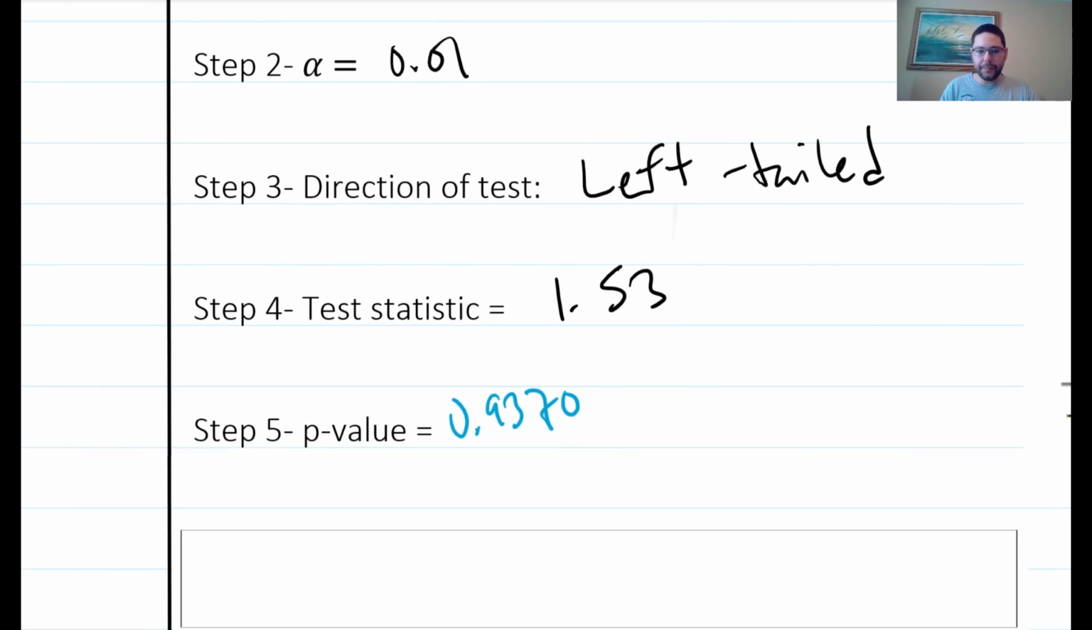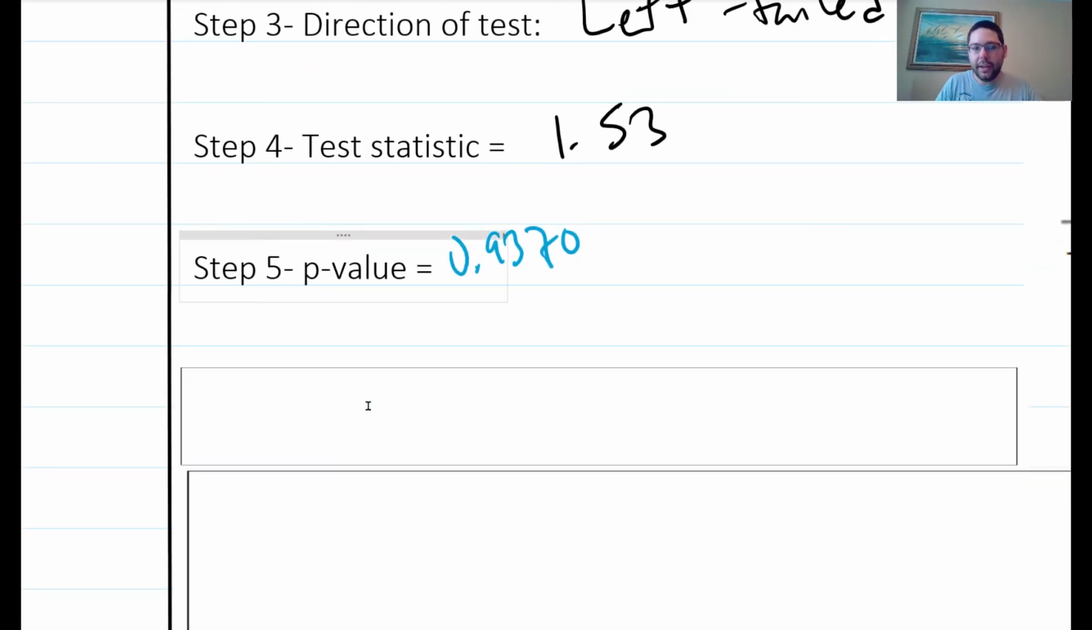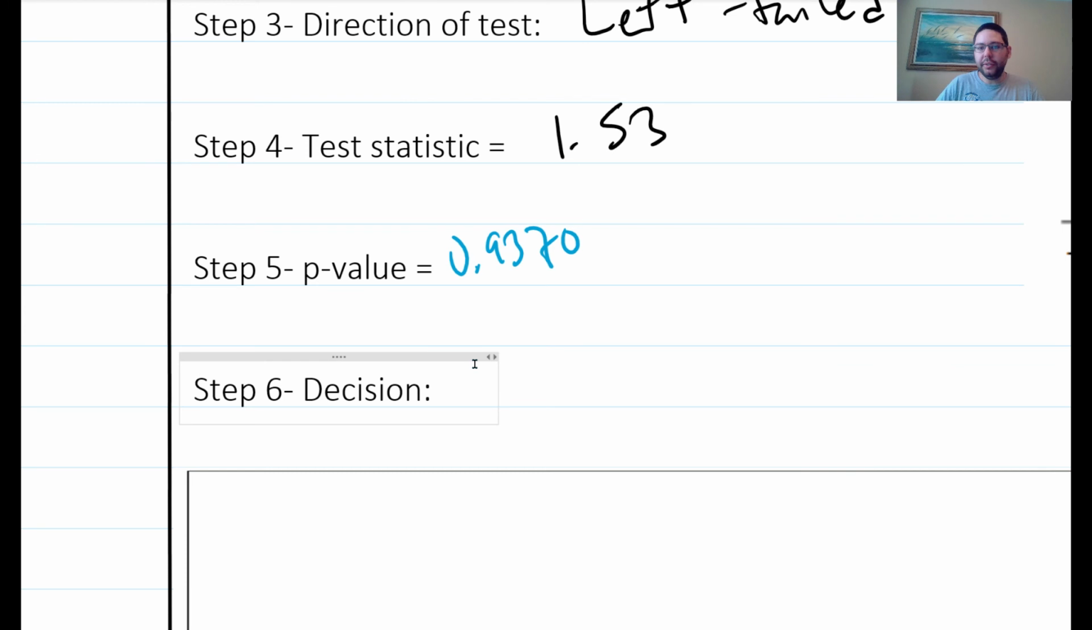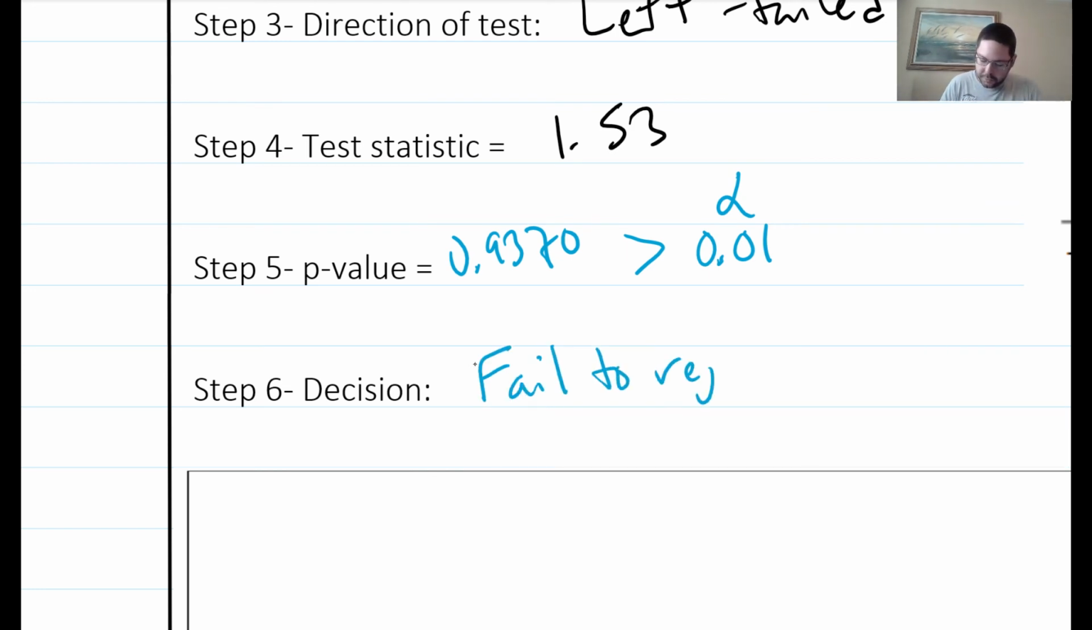All right. So now we're going to go ahead and do the next step, decision. We got to compare this to alpha, right? So in this case, this is greater than alpha. Alpha was 0.01. Remember, that was my alpha. That's greater than alpha. That means we fail to reject. So we fail to reject.